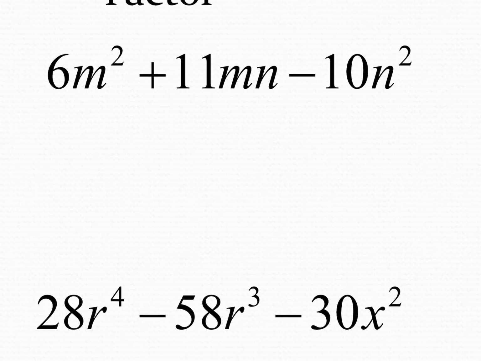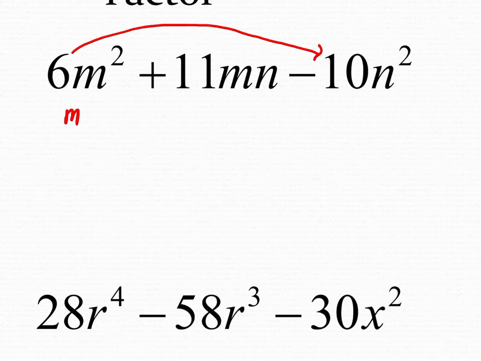So you'll notice here that we still don't have a common factor. 6, 11, and 10 don't have a common factor. There's not an m in every term or an n in every term. And so again, no common factor. So we do want to take the 6 and multiply by 10. And we're going to have m squared plus 11mn minus 60n squared.